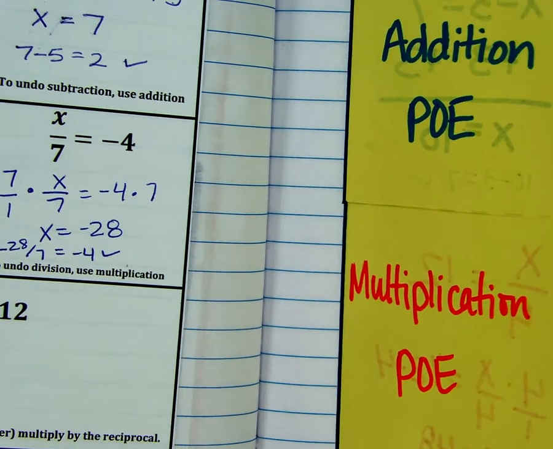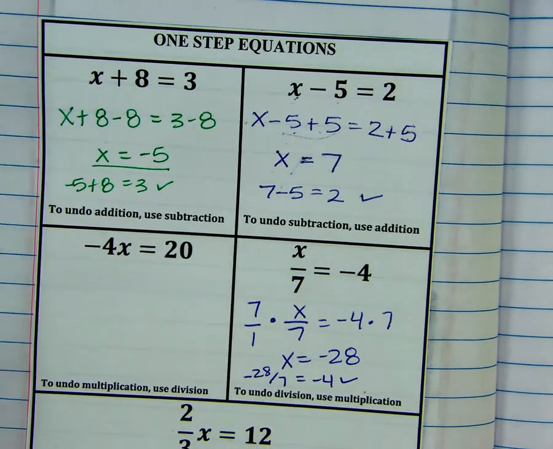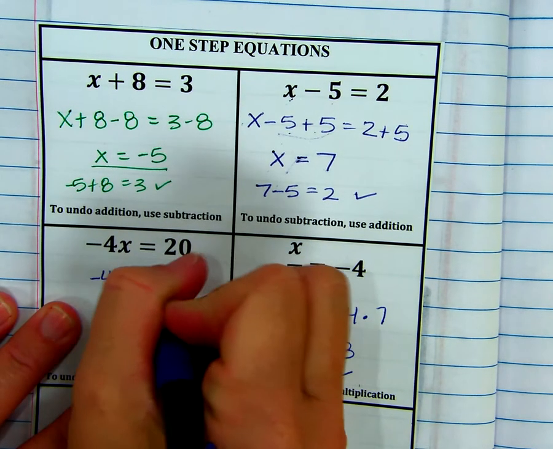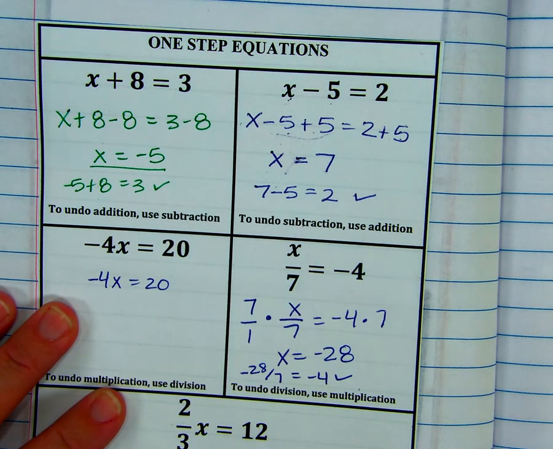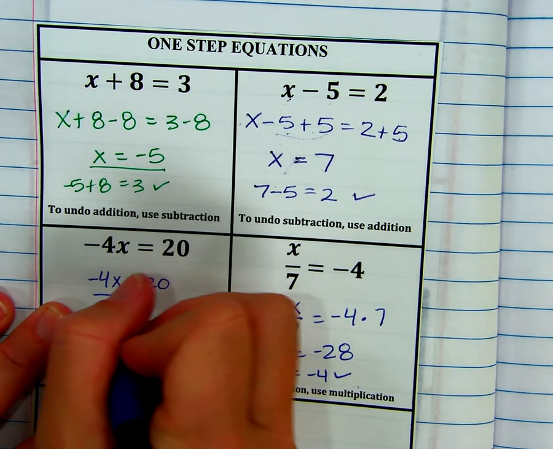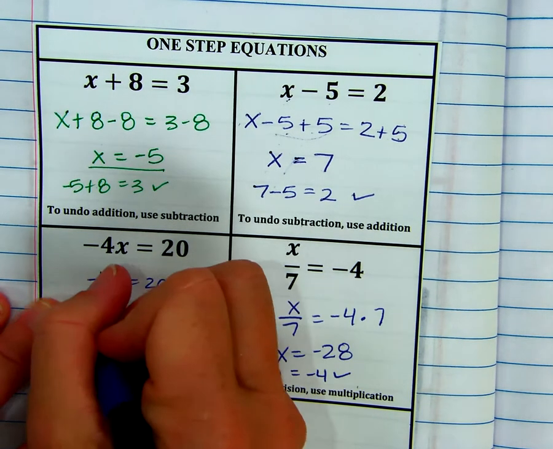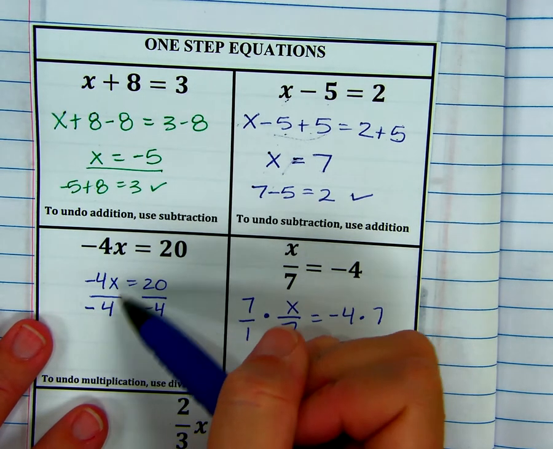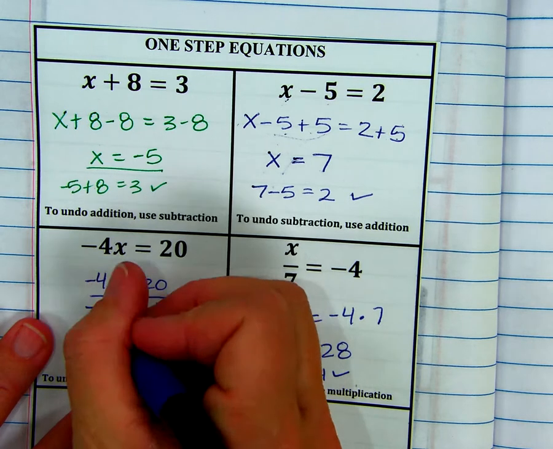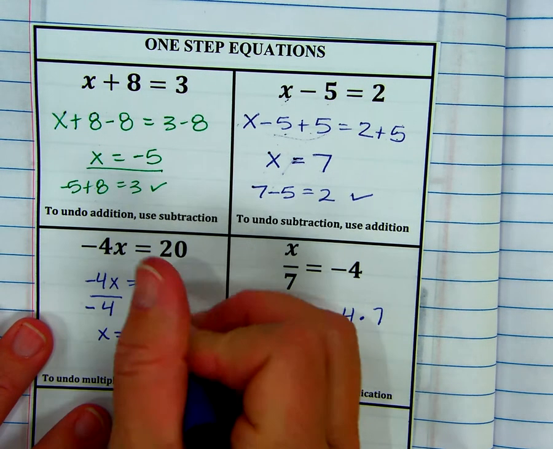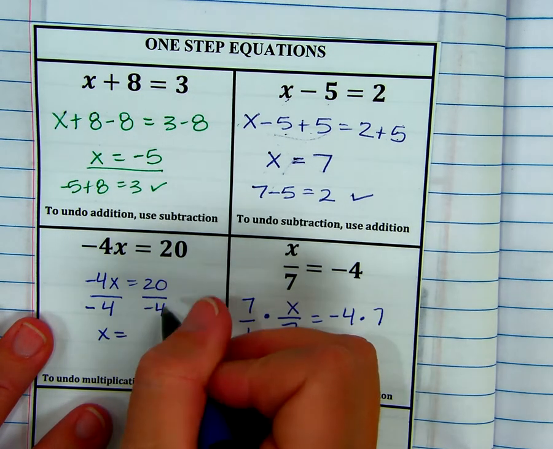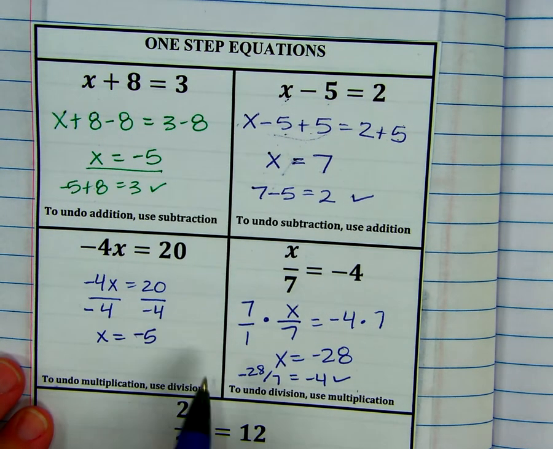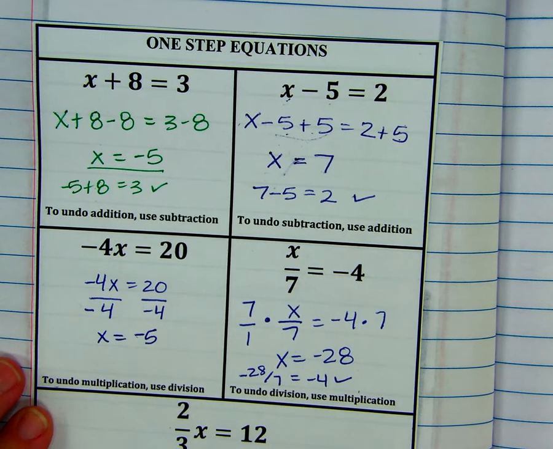Let's look at the division property of equality really quick. It follows the same thing. I can divide both sides by the same number. This also goes to the multiplicative inverse. And I'm going to divide by negative 4. Why am I going to divide by negative 4 here? Because a negative divided by a negative is a positive. So negative 4 divided by negative 4 is 1. 20 divided by negative 4: a positive divided by a negative is a negative. Again, to undo the multiplication, I'm dividing both sides by negative 4.